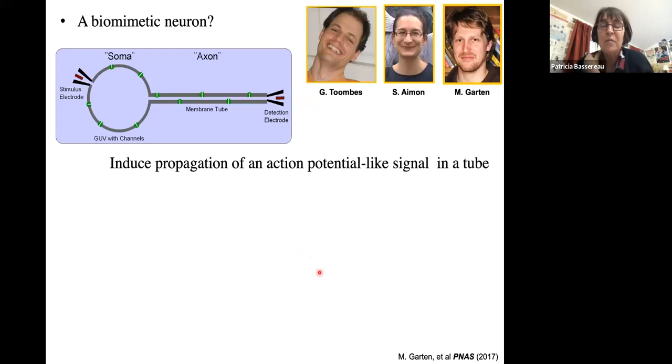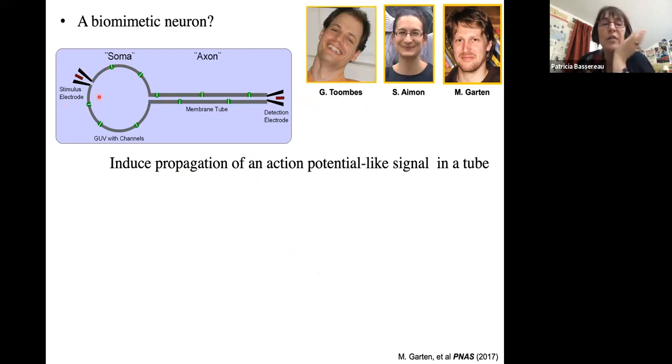I also wanted to mention a project where we tried to build up not only a cell. A few years ago, we were very optimistic and wanted to reconstitute an action potential in a system which looked like an axon. This project was started by Buil, Sophie Aymon at the time, and Matthias Garten. Our idea was simple. We wanted to reconstitute some voltage-gated channels into a giant vesicle, pulling a tube, which we know very well how to do. This would create a structure which looks like a soma and an axon.